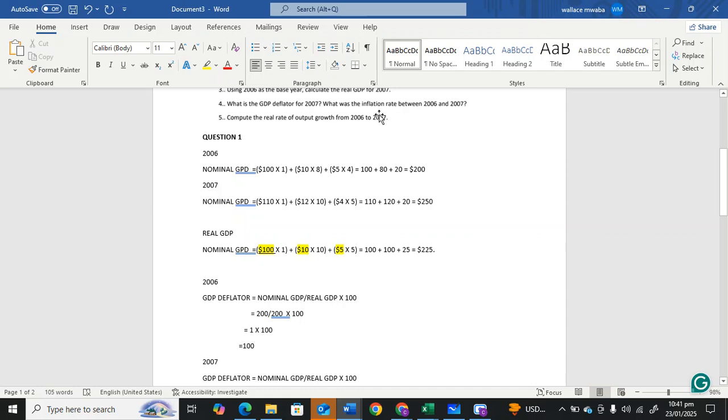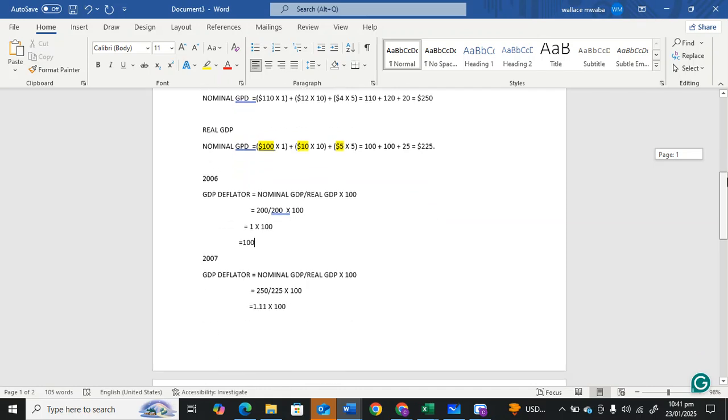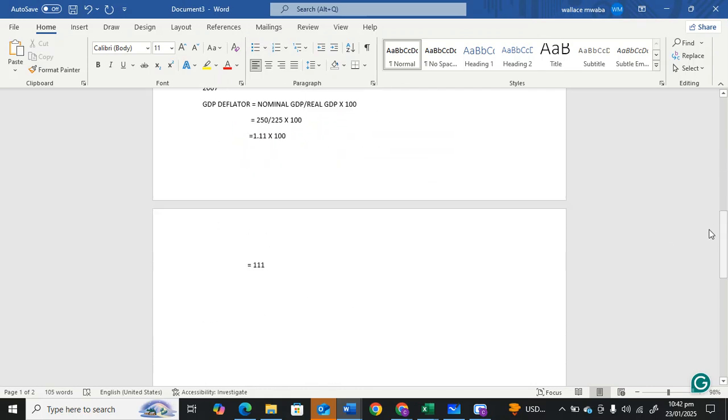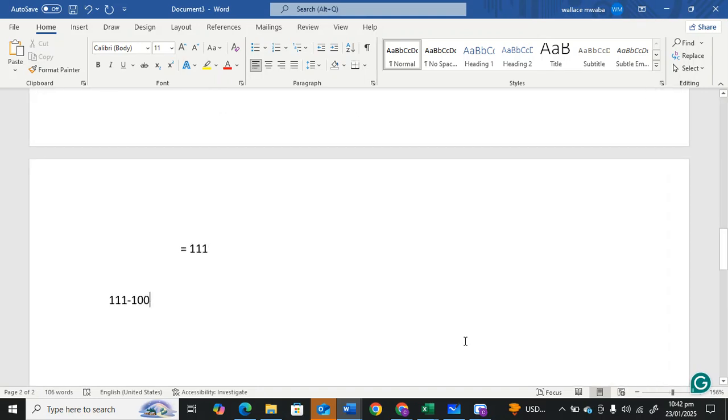I'll show you now how we use these three figure numbers, these hundreds. As I said, find the inflation rate between 2006 and 2007. To find that inflation rate, you're just going to say 111, the GDP deflator for 2007, minus 100, the GDP deflator for 2006. So the inflation rate is 11%. Any questions?